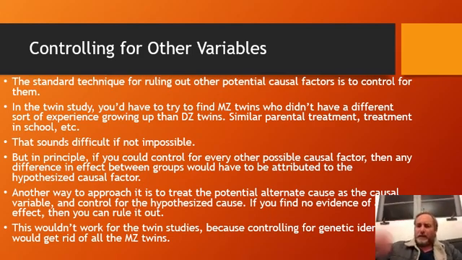I realize I just used that term, but I don't think we've technically introduced it yet. You may have heard of this term, controlling for other variables. The idea is the causal factor we're interested in is genetic identity, or genetic similarity. And we want to try to rule out other potential causal factors, other differences between those two groups besides their genetic identity or lack thereof. The way we rule out those potential causal factors is we control for them.